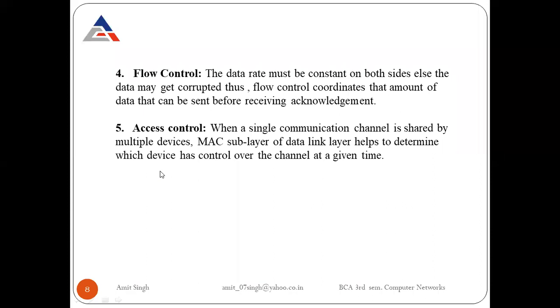It means to control the flow of data, or the flow of communication, between the sender and the receiver. And the next is access control. When a single communication channel is shared by multiple devices, the MAC sublayer of the data link layer helps to determine which device has control over the channel at a given time. So access control means giving access to that particular transmission media to a single device that wants to send the data. Let's discuss an example.